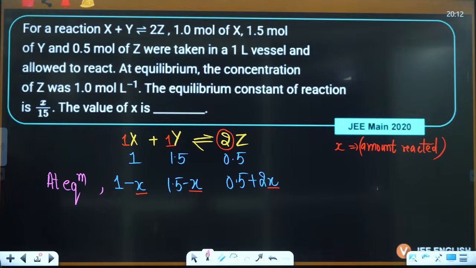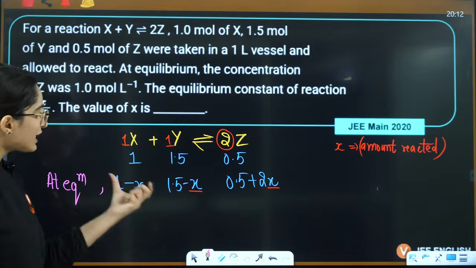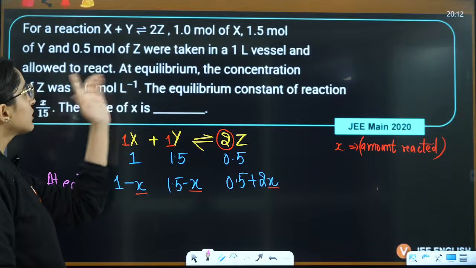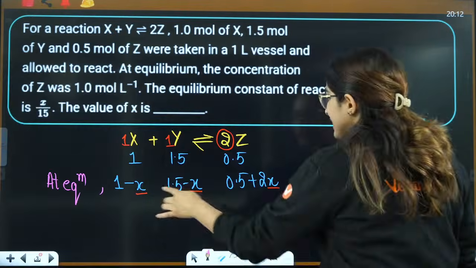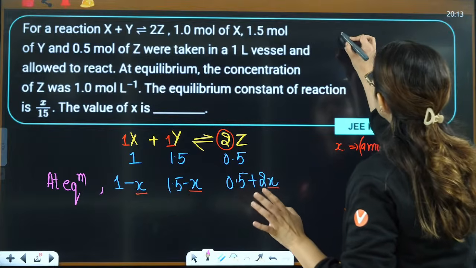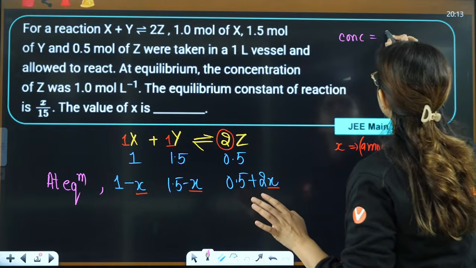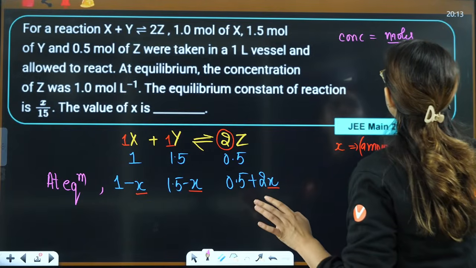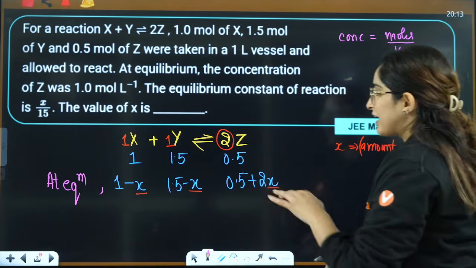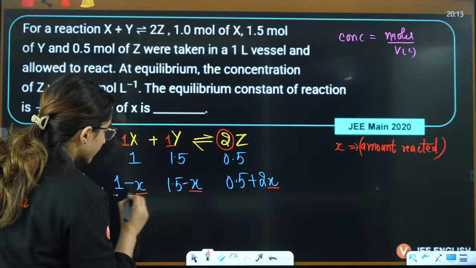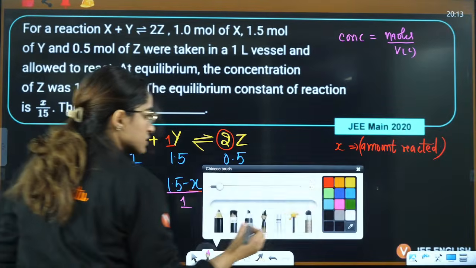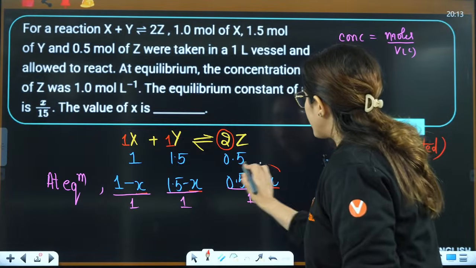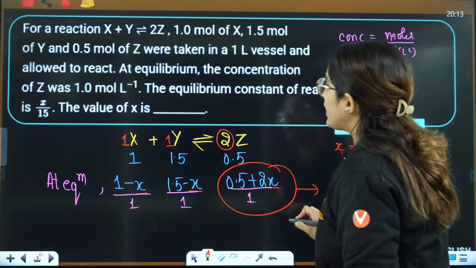Now, if you see this here, at equilibrium, they're saying the concentration of Z was 1. These are the number of moles. We know that concentration is number of moles divided by volume in liters. When you divide by the volume, that will become your concentration, and volume is 1 only, so this will become the concentration. Now they are saying at equilibrium, this value is given to be 1.